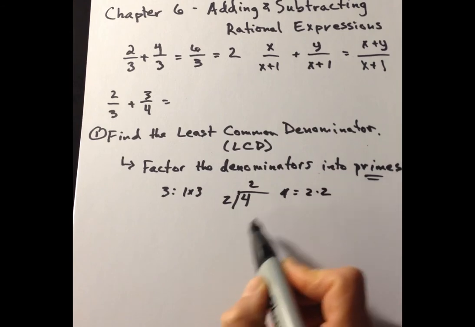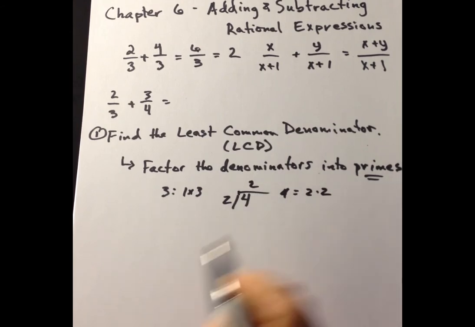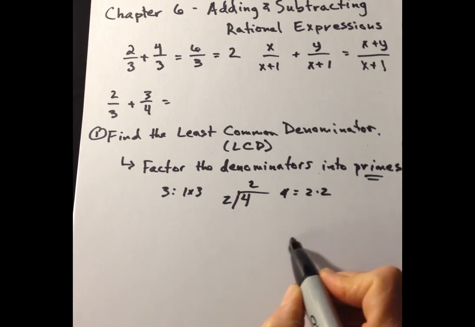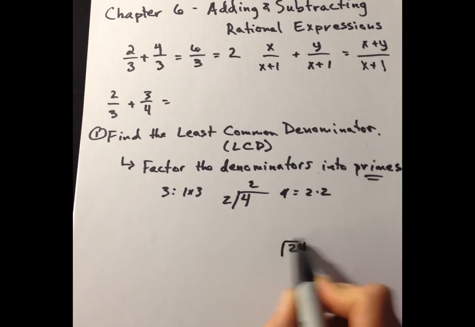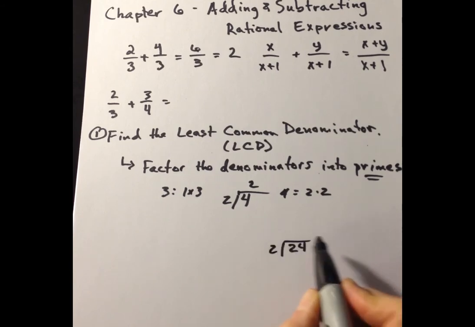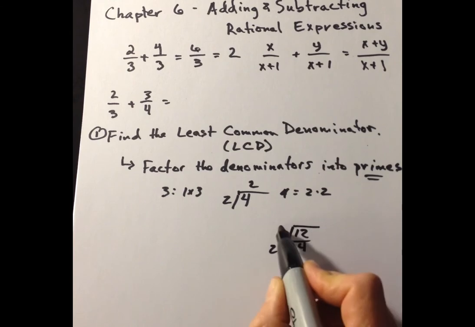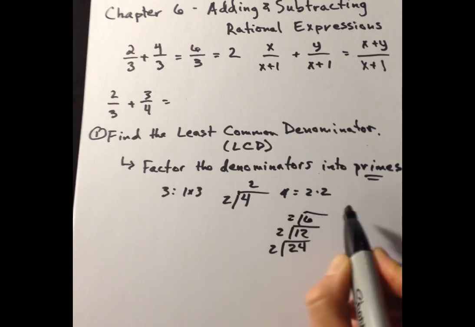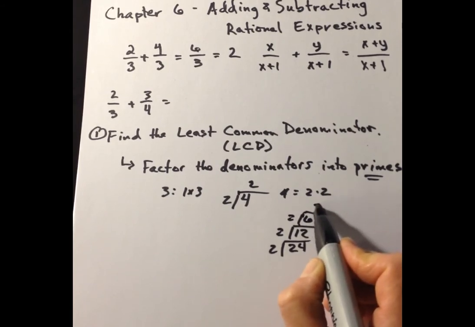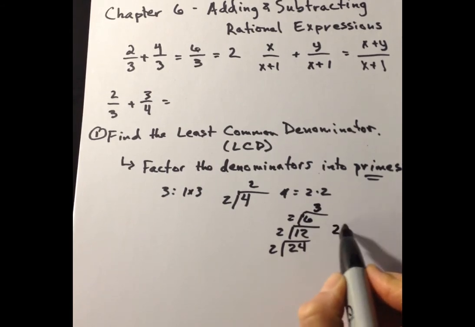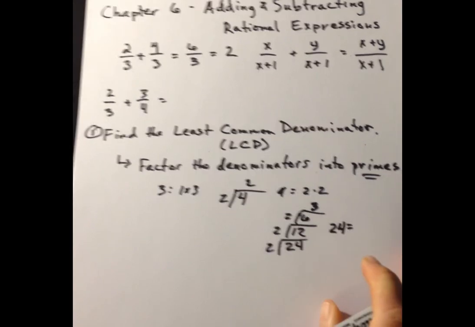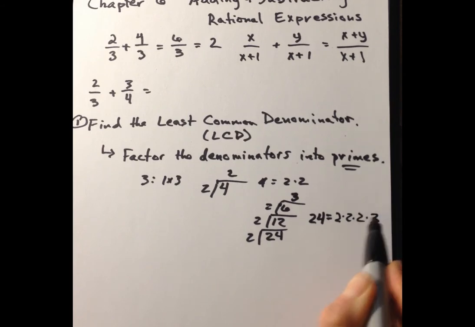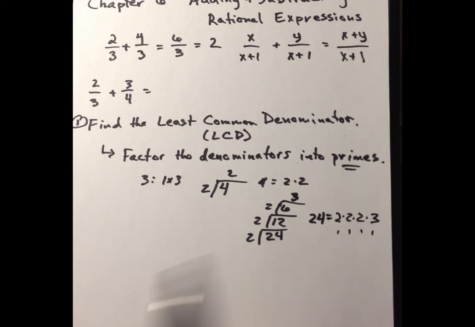This is more useful when we have larger numbers, like, for example, 24. Say I had 24, and I want to factor that into primes. First, I'm going to divide by 2. That leaves me with 12. Then I'm going to divide that by 2. That leaves me with 6, which is still also divisible by 2, which leaves me with 3, which is a prime. So 24 factored into primes equals 2 times 2 times 2 times 3. Those are all the prime factors that go into 24.